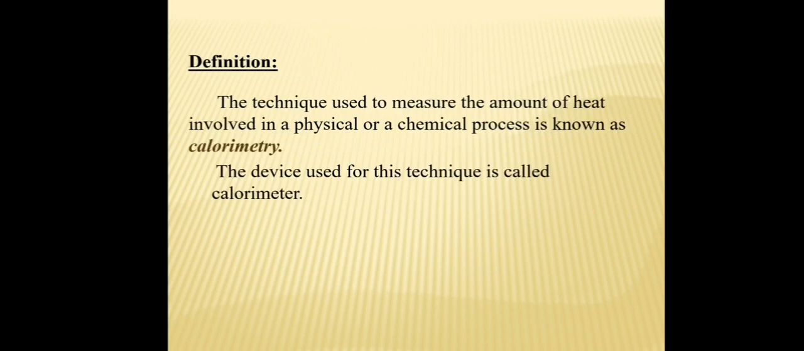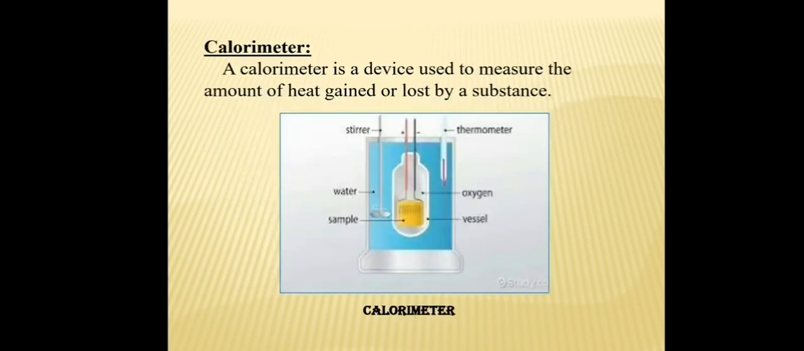Okay, now we'll see the definition. Calorimetry is a technique used to measure the amount of heat involved in a physical or a chemical process. The device used for this purpose is called a calorimeter. Okay, so this is the device you can see here.